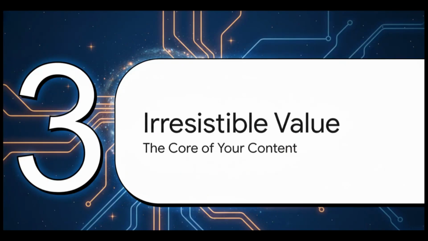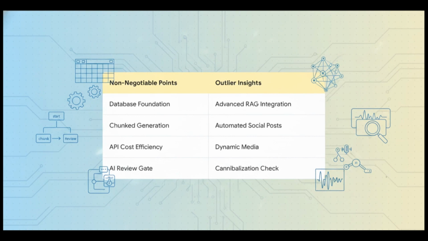Okay, we've got the hook, we've got the structure, now for the heart of the matter, the actual value you're delivering. This is where you go from good to great by going way beyond the basics and offering something nobody else is talking about. I love this slide because it shows the two levels of value so clearly. On the left, you've got the non-negotiables. This is the stuff everyone expects, using a spreadsheet, generating content in chunks. That's table stakes. The real magic is on the right.